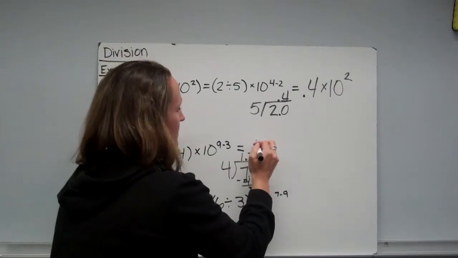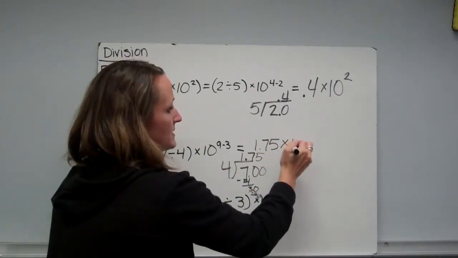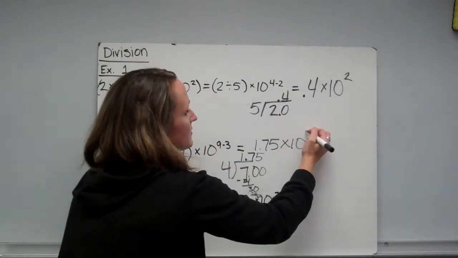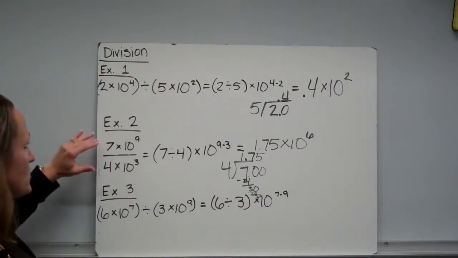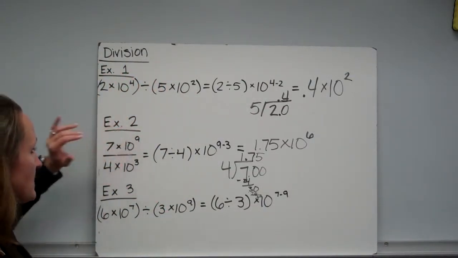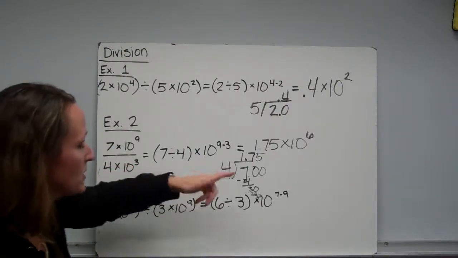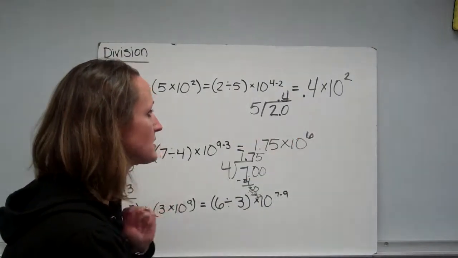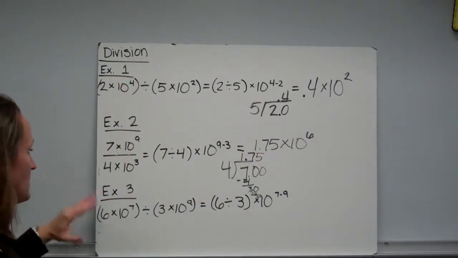So in this one you're going to end up with 1.75 times 10. 9 minus 3 is going to give you 6. So the answer to 7 times 10 to the 9th power divided by 4 times 10 to the third power is going to equal 1.75 times 10 to the sixth power. And this is in scientific notation, so we move on.